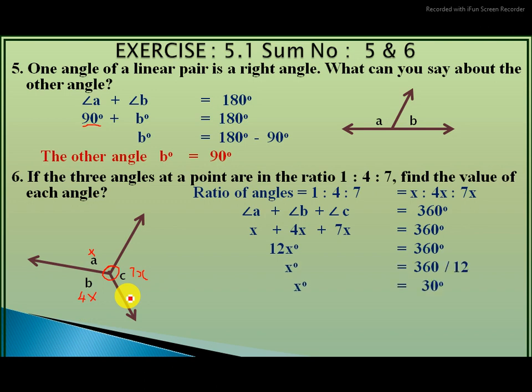Now angle x is equal to 30, which is angle A. Angle B is 4 times x. So 4 into 30 is 120. And angle C is 7 times x. So 7 into 30 is 210 degrees.